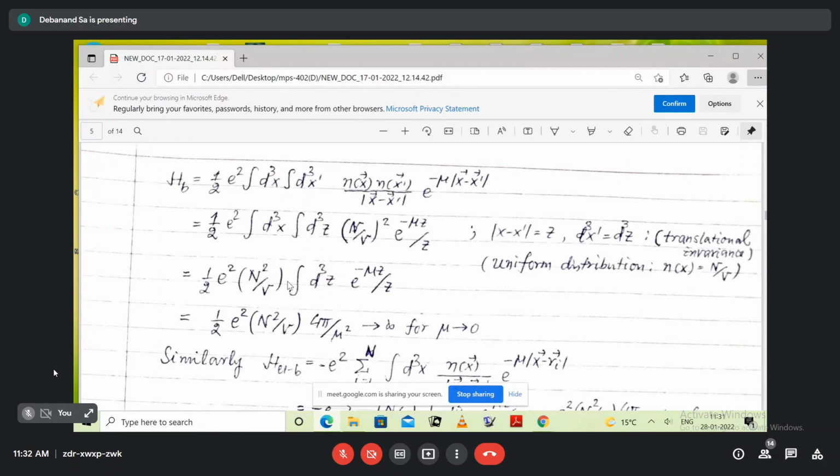And if you do this integral, you're going to get something like 4 pi by.